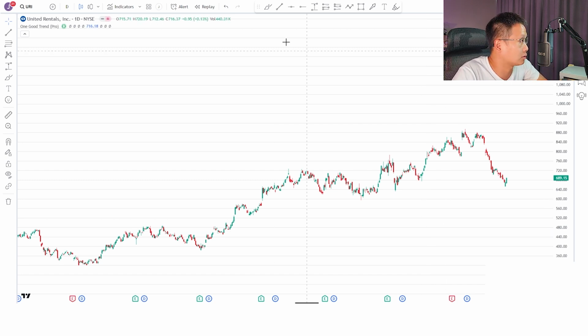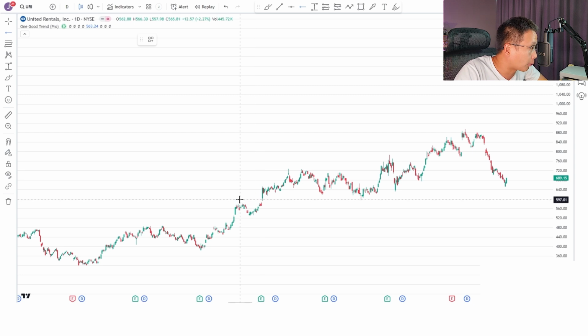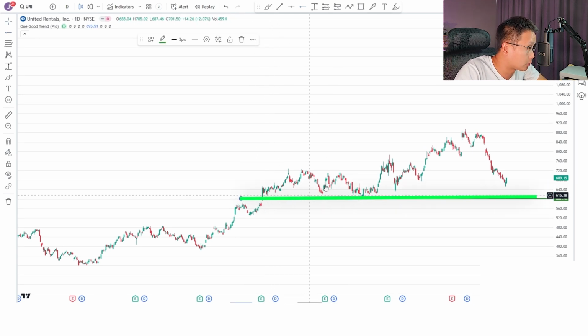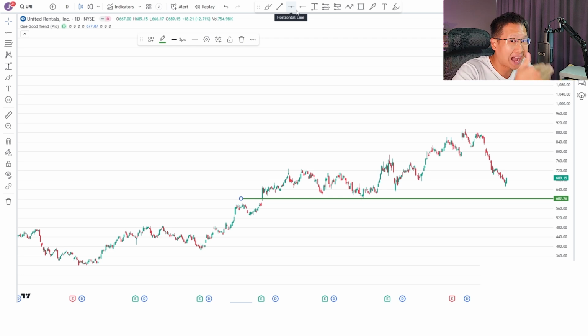So we talk about horizontal support levels. There was a horizontal support it talks about. So very quickly, as I mentioned just now, when we talk about structure, higher lows and higher highs.